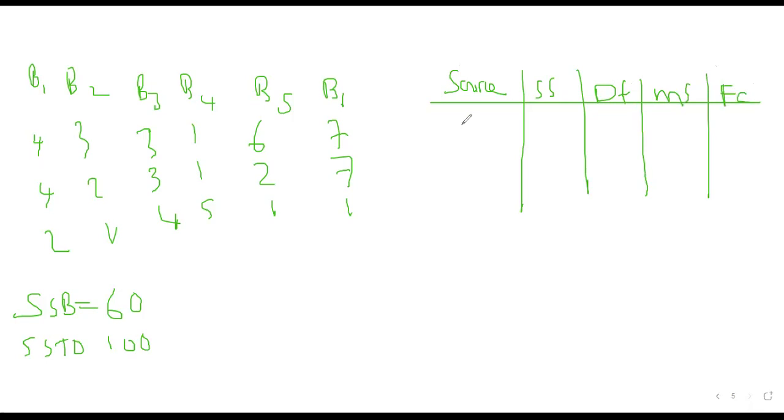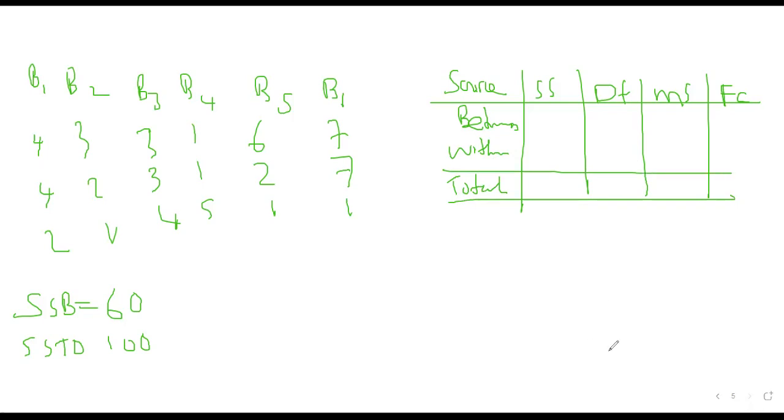We have what? Between, within, and the total. So what is our between? SSB, 60. Our total? 100. Our within? 40. Our degree of freedom here?